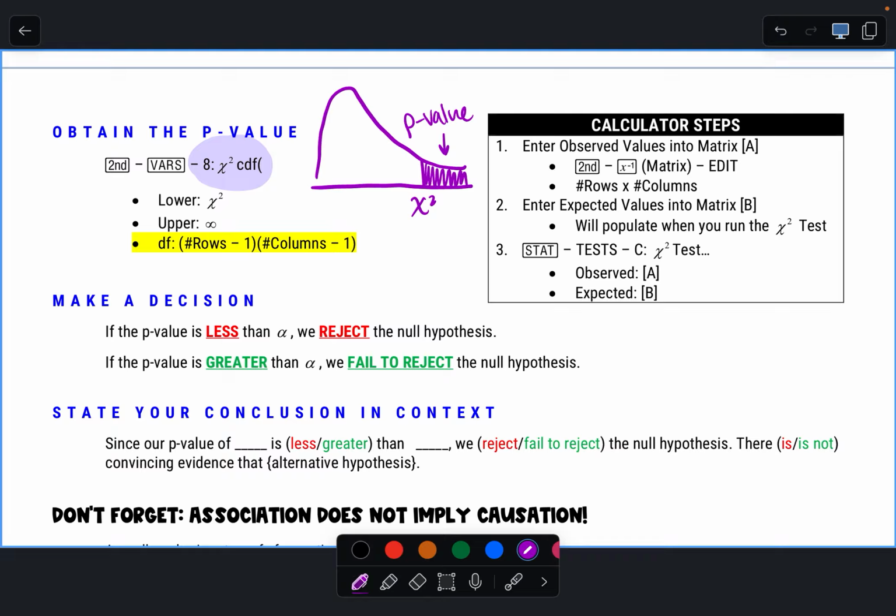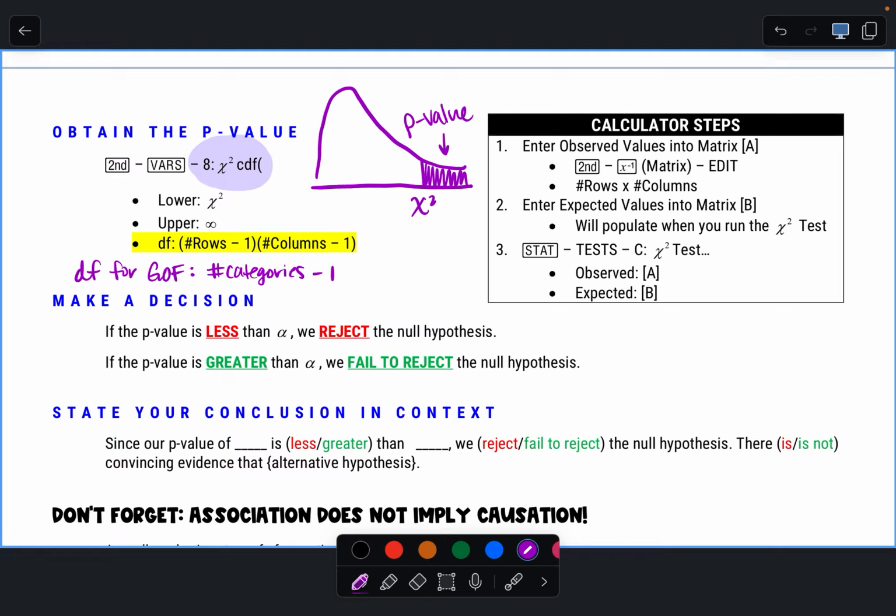The only change for degree of freedom, and I'll just write it here since it's been a long time, degree of freedom for goodness of fit is your number of categories minus 1. So it is kind of like doing number of rows minus 1 times number of columns minus 1, but in the case of goodness of fit, you're only going to have a one-way table, so it's kind of eliminating the other possibility.